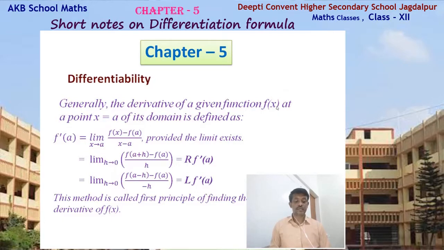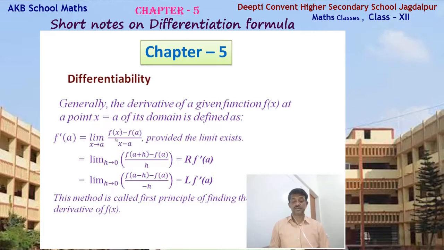Generally, suppose the given function is f(x) and at a point x equal to a, we have to find the derivative, that is f dash a. The derivative of f at a is the limit x tending to a, f(x) minus f(a) upon x minus a. This is another type of definition.